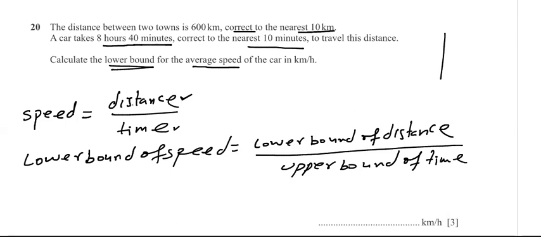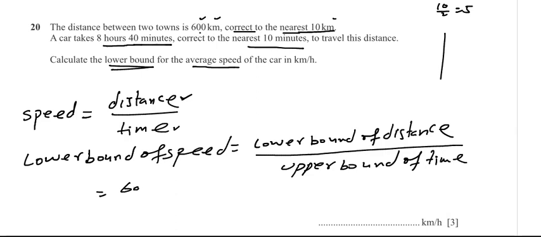So it means I need to take the lower bound of distance here. How do we take the lower bound? This is the degree of accuracy. Units are same. So how will I take the lower bound of the distance? What we do, this is distance, half the degree of accuracy. Degree of accuracy is 10, half of it will become 5.